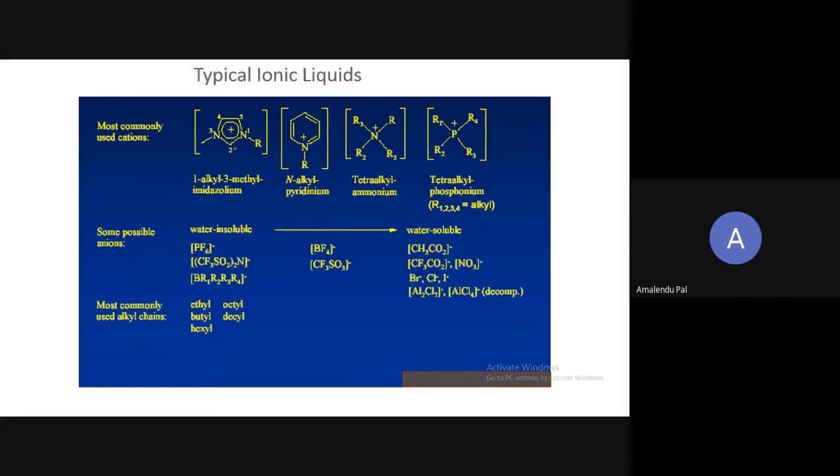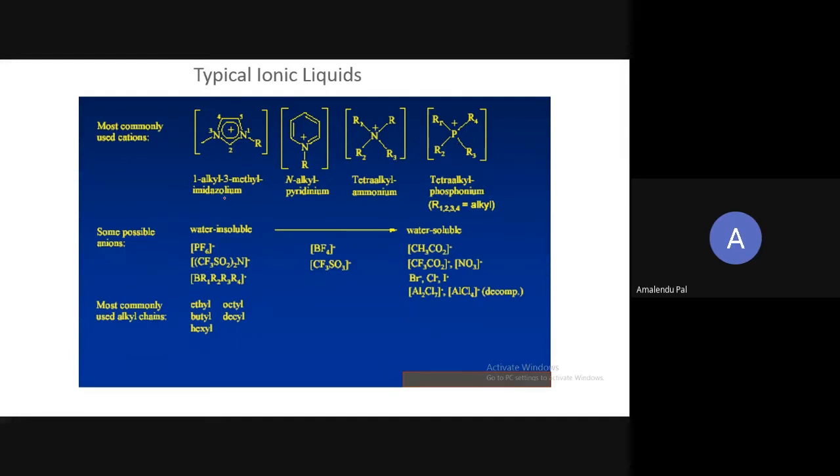This is 1-alkyl-3-methylimidazolium, N-alkyl pyridinium, tetraalkyl ammonium, tetraalkyl phosphonium. But I am telling these things for 10 years. We are working with imidazolium based ionic liquids. This one only. But why this one, not these three?